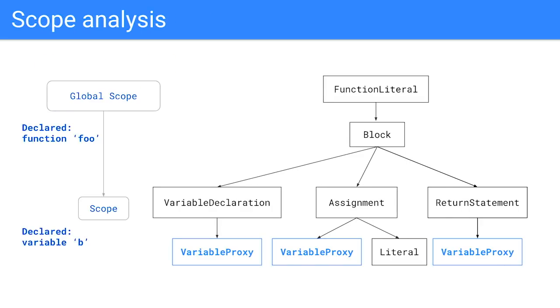So in addition to the AST, the parser also collects scopes. The scopes contain a list of declared variables. So for the global scope, it contains the function foo, and the function scope itself contains the variable b. And each scope also has a list of unresolved variable references. So once parsing is completed, we run scope analysis, which connects the unresolved variables to the variable declarations. So at this point, we'll figure out that actually all the variable proxies point to the same variable B.